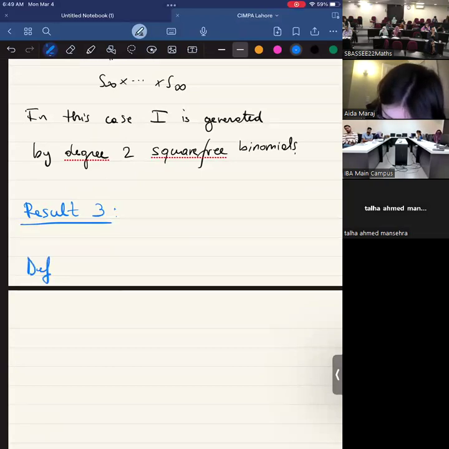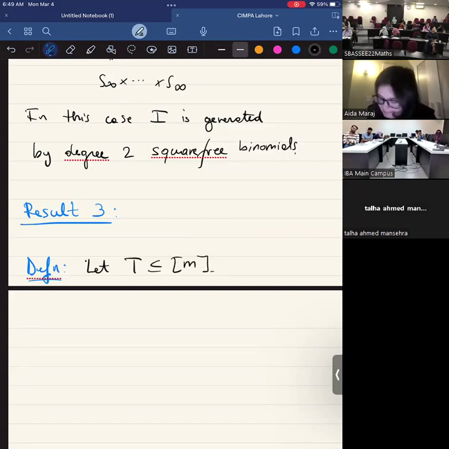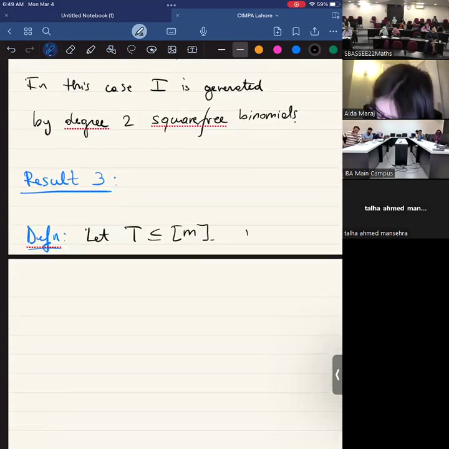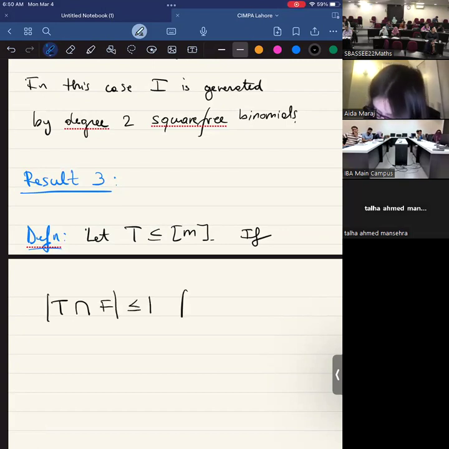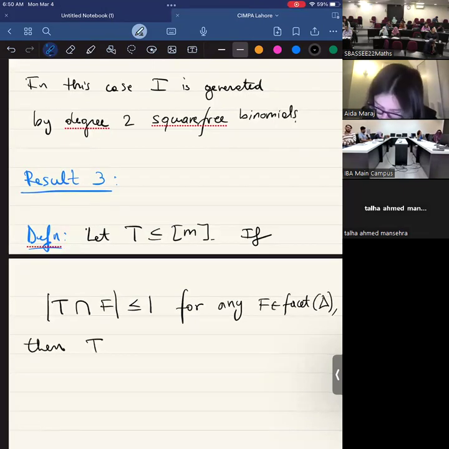Let T be a subset of M. If T intersect F is of size less than or equal to 1 for any F in the facets of delta, then we say T is an independent set of delta.